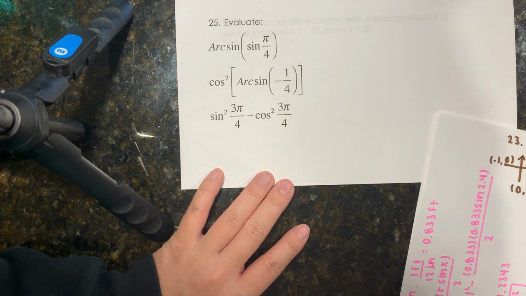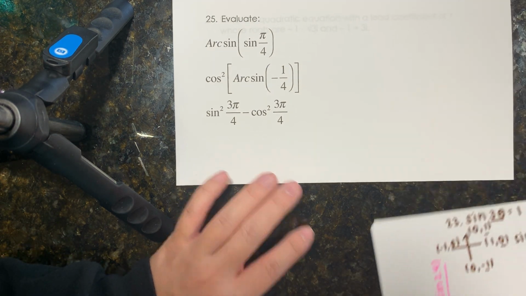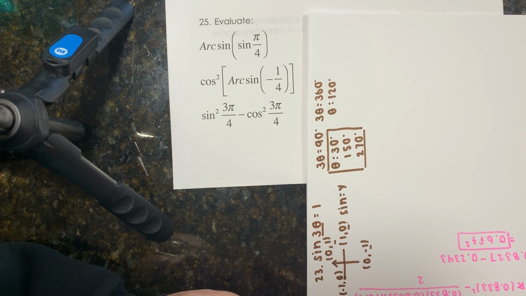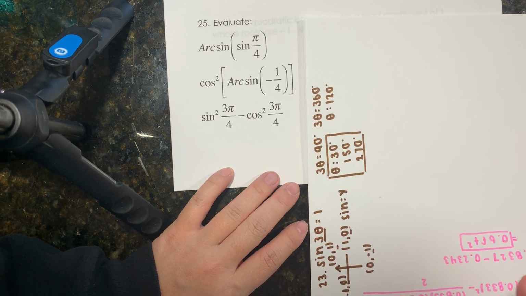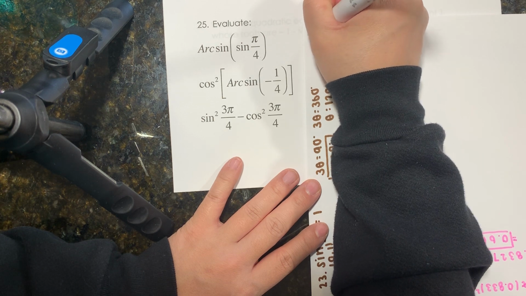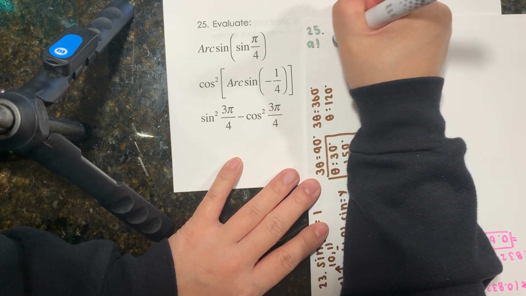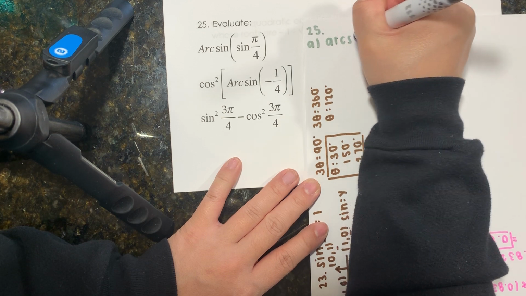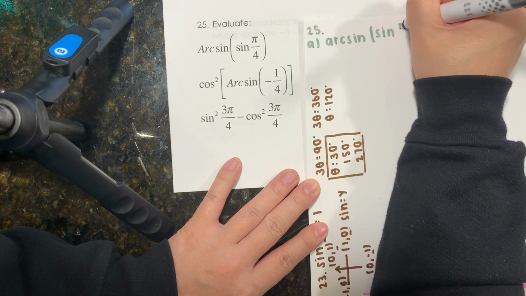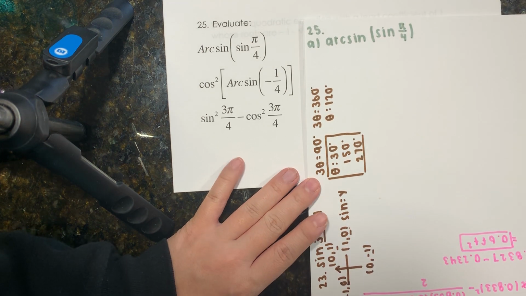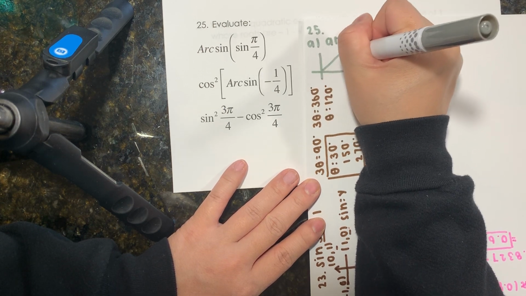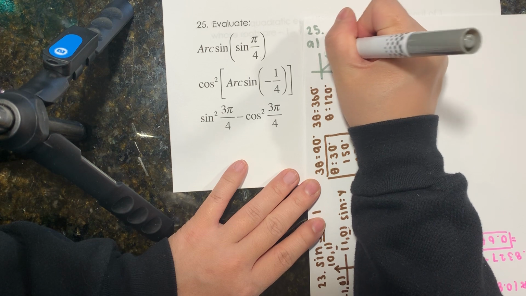Moving on, we're going to look at number 25, which has lots of different problems. But for this first one, I have the arc sine of pi over 4. So for number 25, A, we have arc sine of the sine of pi over 4. Well, pi over 4 is a 45-degree triangle in quadrant 1. So if I draw that, 1, 1, root 2.